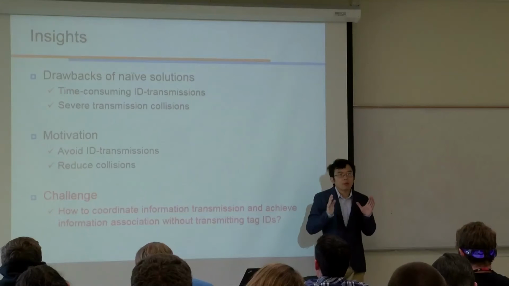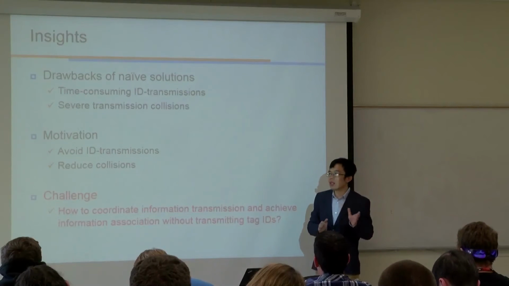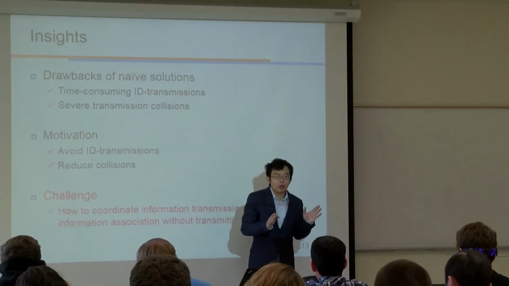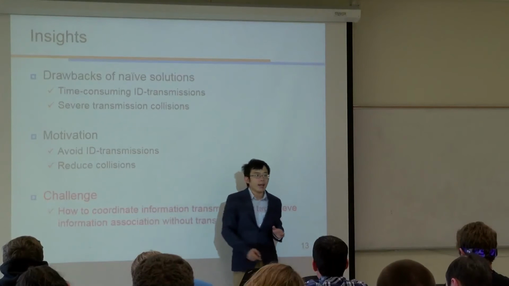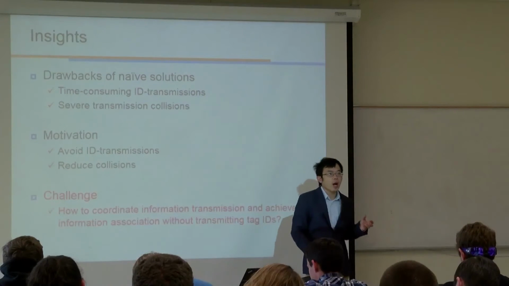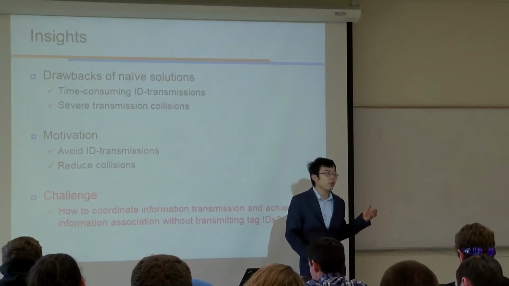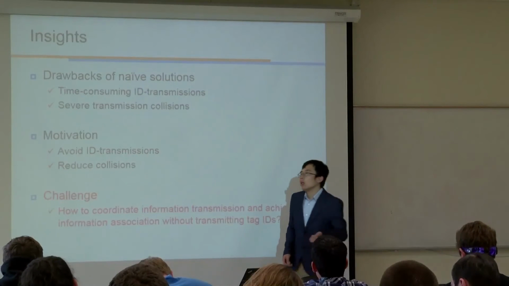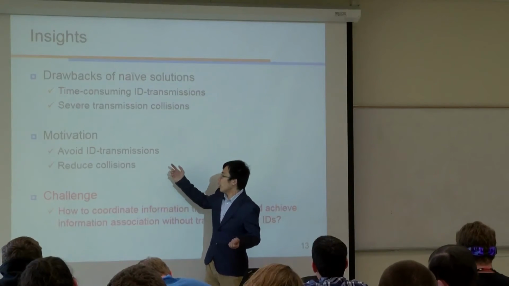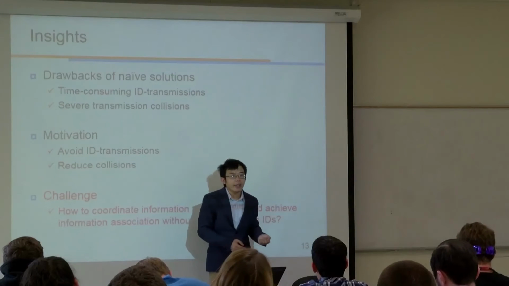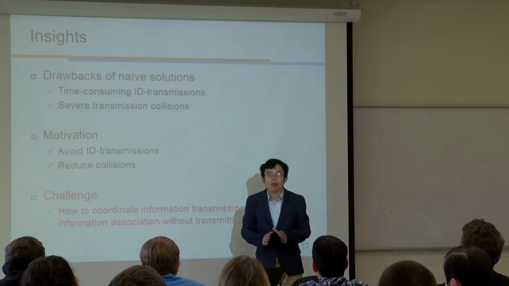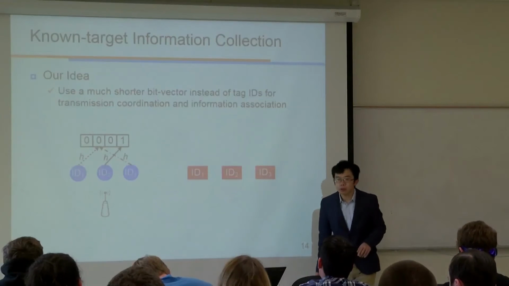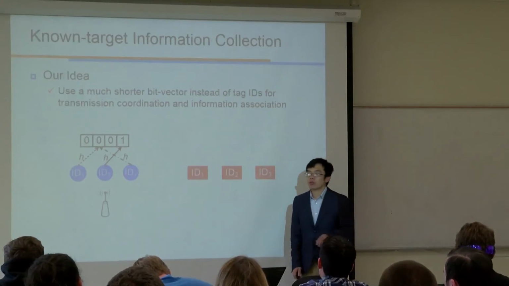But this is not an easy task. Why? Because if we don't transmit any tag ID, then when the reader receives a piece of information, how does the reader figure out the sender of the information? In other words, how can we achieve the information association, right? And moreover, if we don't transmit any ID, then how do we coordinate the tags' behavior to minimize the transmission collisions? Okay. So next, I will talk about our solution to solve those problems.